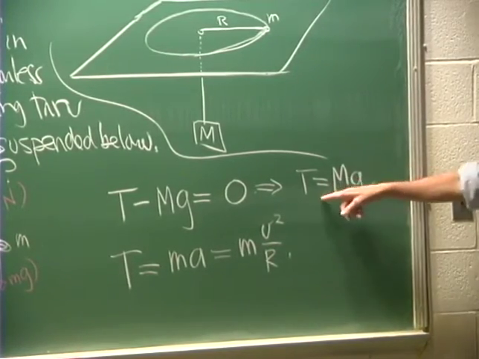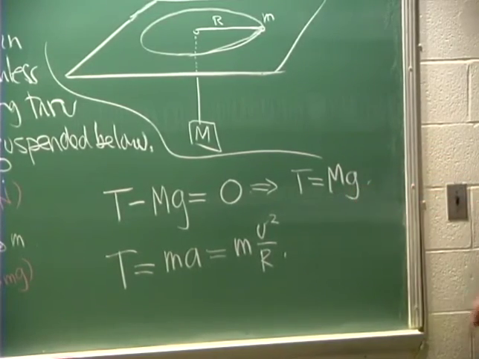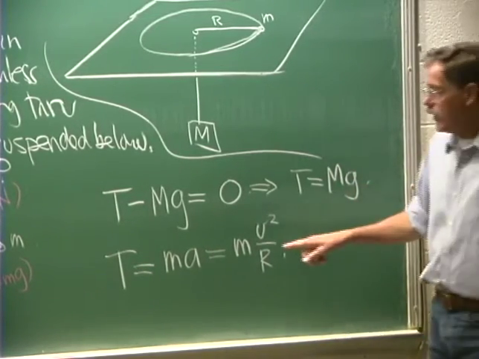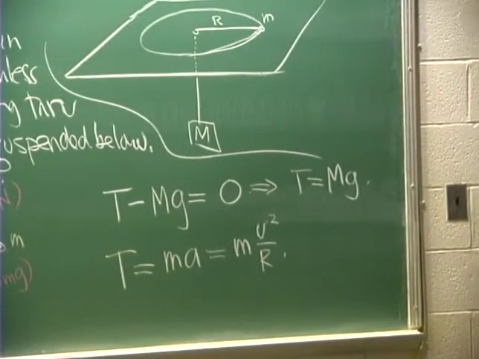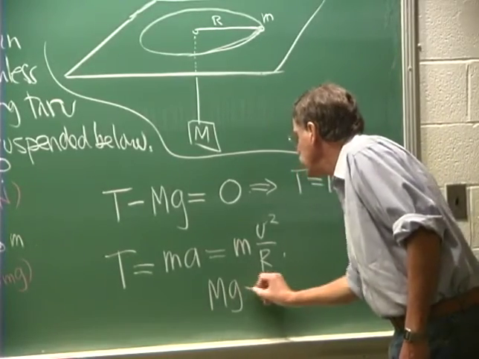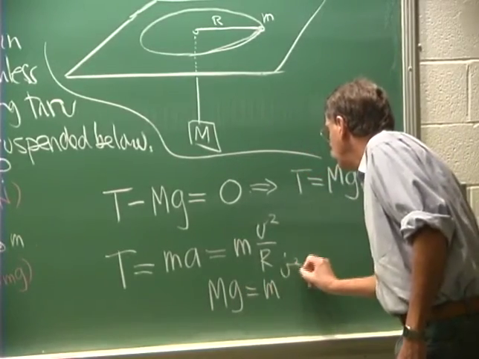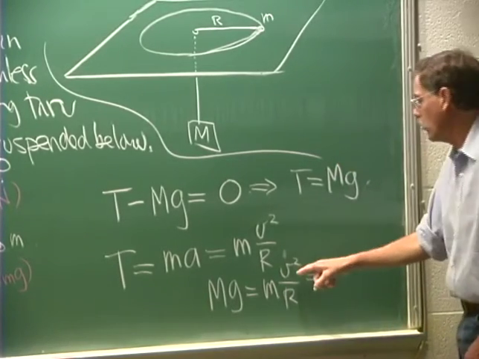Put these two together. The first equation, coming from the mass down below, tells me that the tension is capital M times g. Newton's second law applied to the hockey puck tells me that T is also equal to mv squared over r. So Mg is equal to little m times v squared over r. And I can solve for v.